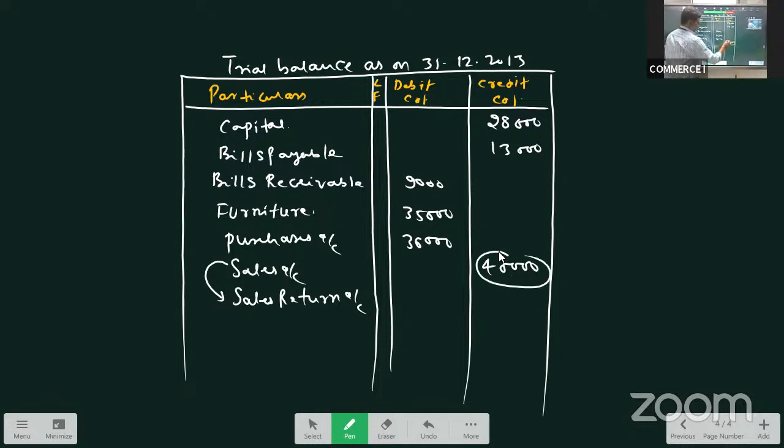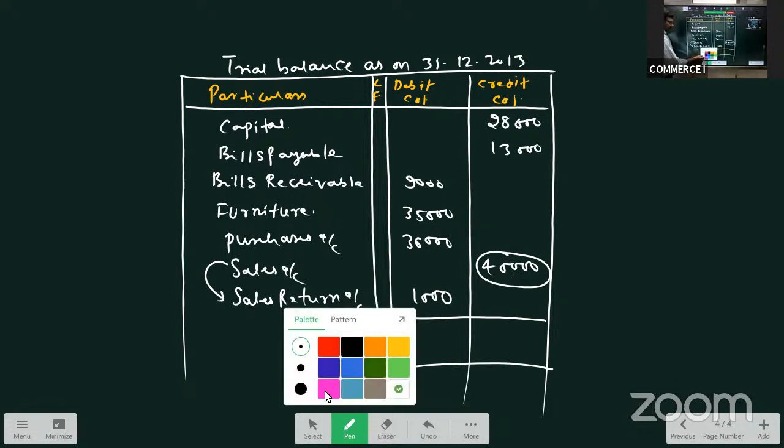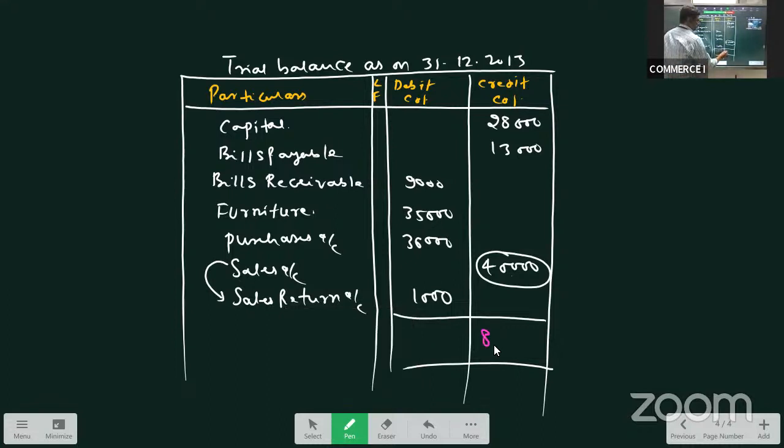Sales, if you are recording in the credit column, we are placing it in the credit column. Sales return, as it is the opposite activity, will be placed in the debit column. See the total. Check the total. 28, 13, 41 plus 40, 81,000. Tally, 2 marks.